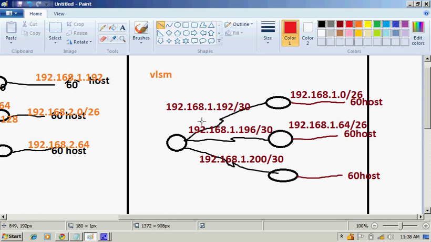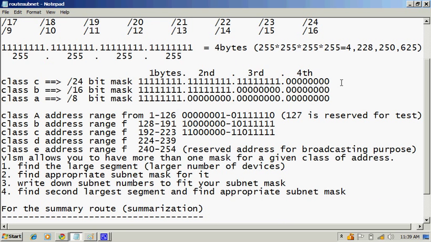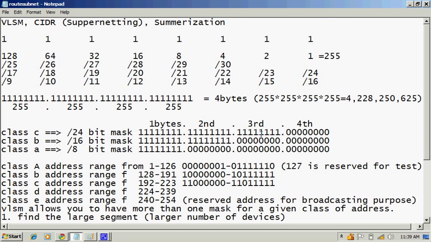VLSM is about using IP addresses efficiently. Just take a look at my notes. Class A addresses start with 0, class B start with 10 in bits, and class C start with 110 in bits. If you multiply all the 255s, you can get these numbers. This is the total number of addresses available in IP version 4. So we need to consider VLSM.